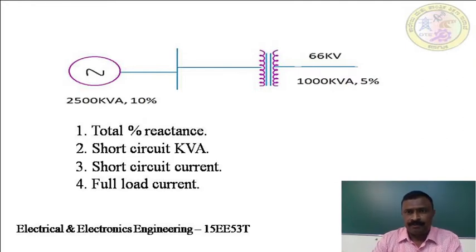According to the procedure, step 1 is we have to draw the single line diagram. The single line diagram is already given, and the second is we have to transfer all the ratings on the single line diagram. So the generator has ratings of 2500 kVA and percentage reactance of 10%, and the transformer has a kVA rating of 1000 kVA with reactance of 5%, and the transmission line voltage magnitude is 66 kilovolt.